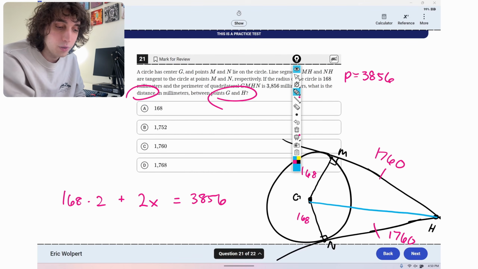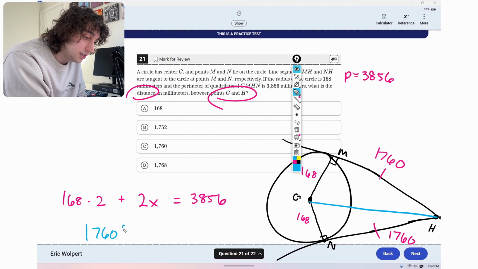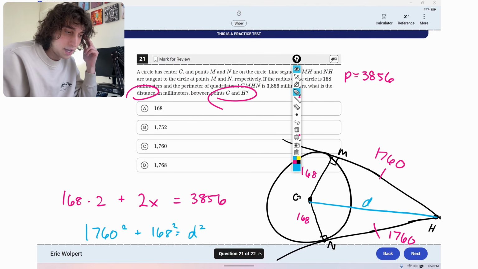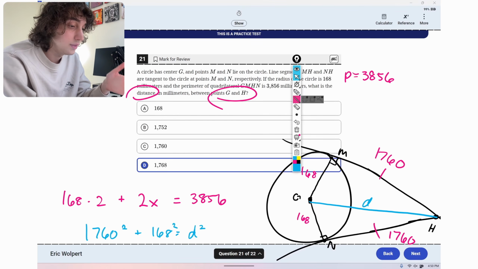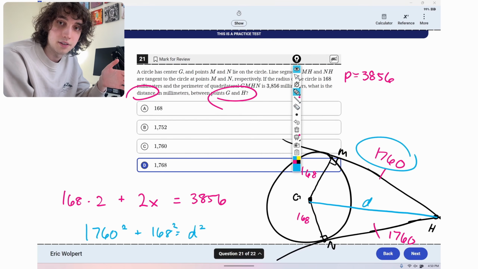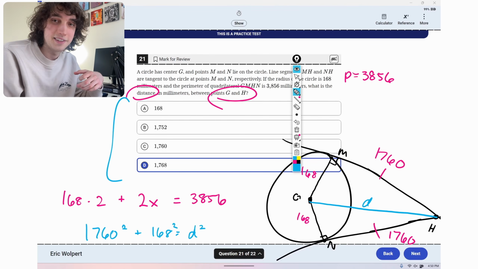So what we want to do is find this hypotenuse. And you can find the hypotenuse by doing the Pythagorean theorem. 1760 squared plus 168 squared equals this hypotenuse. I'm going to call it D for distance squared. And I'm going to do this all in my head and pick answer choice D. I'm kidding. I didn't do that in my head, but I know it's going to be answer choice D because the hypotenuse has to be longer than the side lengths, right? And the only answer choice that is longer than 1760 is 1768.